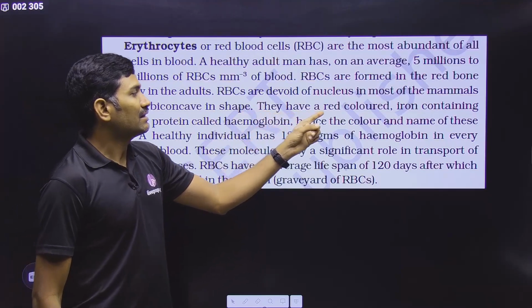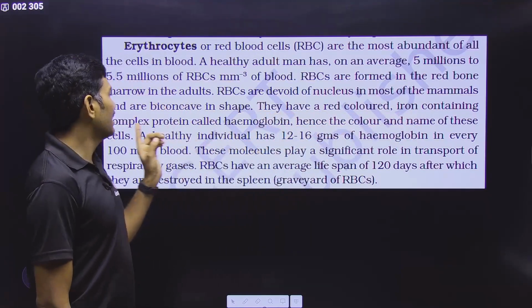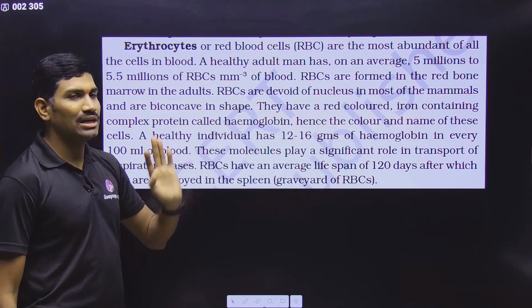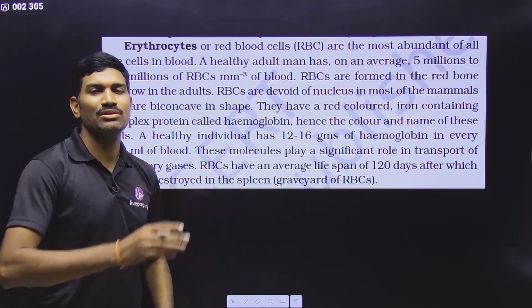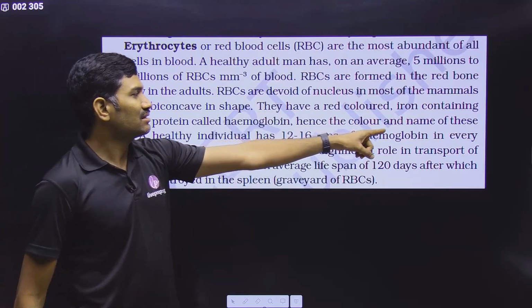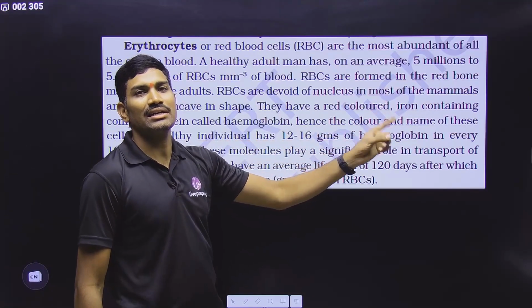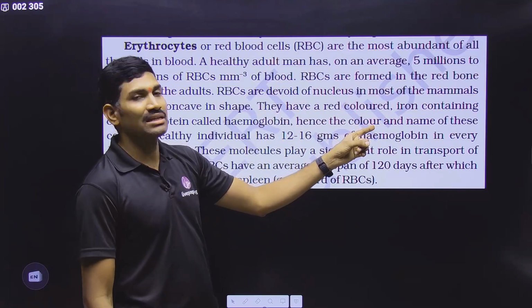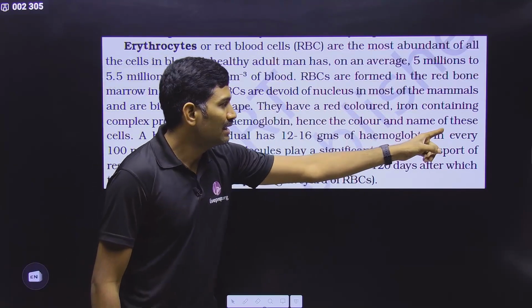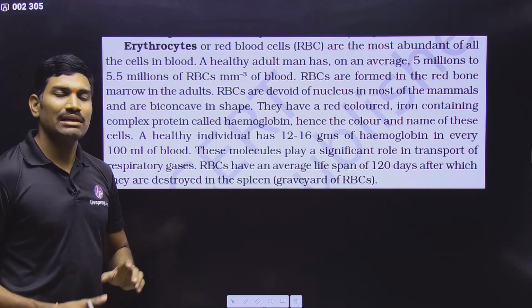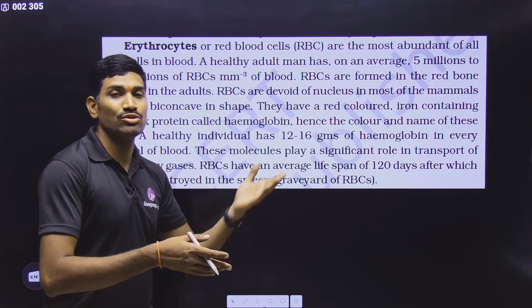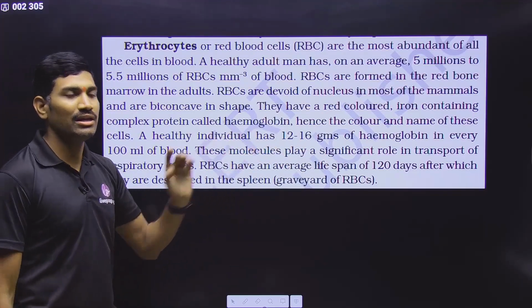Next one. They have a red colored, iron containing complex protein called hemoglobin. Very clearly we studied about this in the previous chapter. Hence the color: RBC is getting the red color due to the presence of hemoglobin. The name of the cells is red blood cells due to the presence of this red colored pigment called hemoglobin.